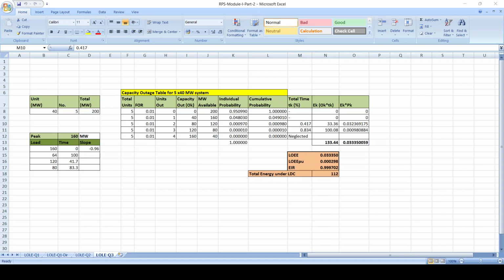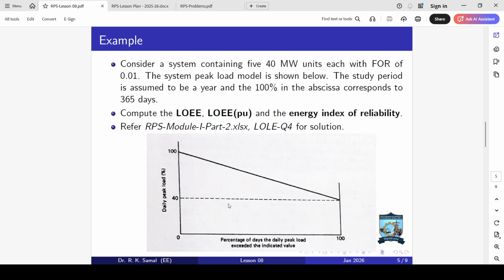Okay, so we'll go to the curve again. So if you see here, 83.4% should be somewhere here. Okay, so for 83.4%, the load will be here, this one. So that is around 80 megawatt. Okay, this load is around 80 megawatt, I think, because total 100% is 160, 40% is 64, so 80 will be somewhere here. So that is 83% of the time. So 83% of the time load exceeds 80 megawatt. So if there is a capacity outage more than 80 megawatt, then there will be loss of load.